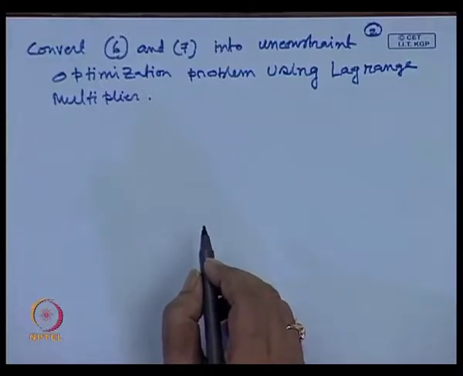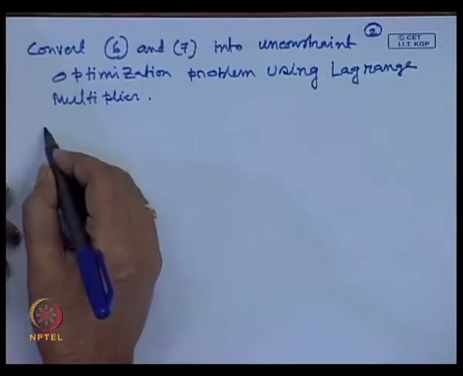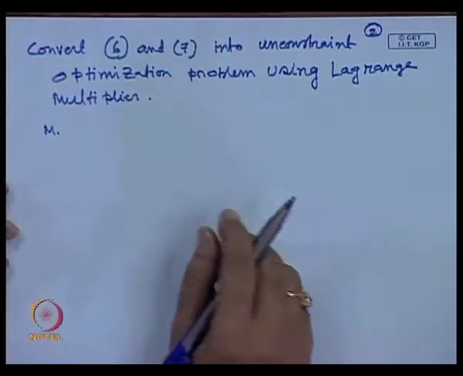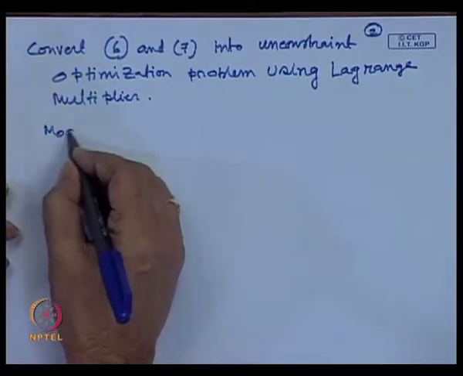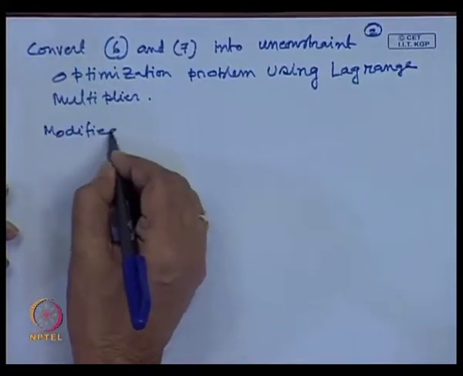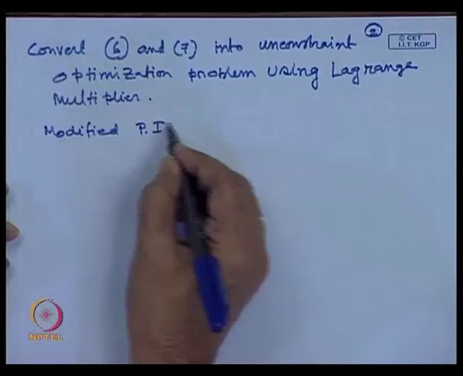Next is, what is our modified performance index. When you use the concept of Lagrangian multiplier, what is our modified performance index.